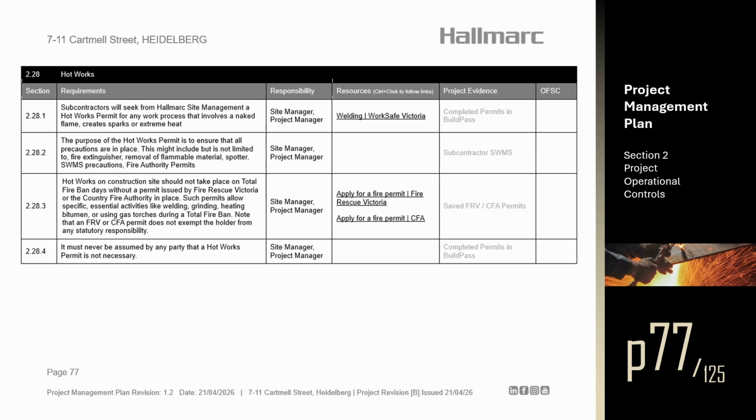permits. Section 2.28.3. Hot works on construction sites should not take place on total fire ban days without a permit issued by Fire Rescue Victoria or the Country Fire Authority in place. Such permits allow specific, essential activities like welding, grinding, heating bitumen, or using gas torches during a total fire ban. Note that an FRV or CFA permit does not exempt the holder from any statutory responsibility. Section 2.28.4. It must never be assumed by any party that a hot works permit is not necessary.